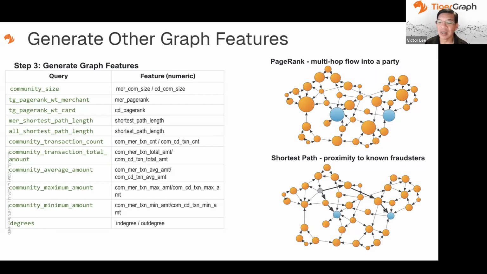Shortest path. How close are you to a known fraudster? And or how many are there within the same community? What's the distance? These are all useful scores. And you can see what's the average amount of a transaction within a community, how many such transactions, etc. And I said there are something like 50 of these.